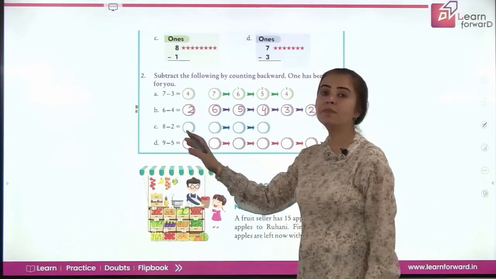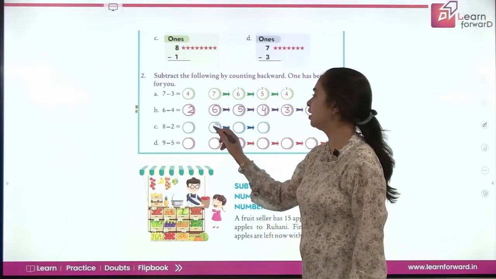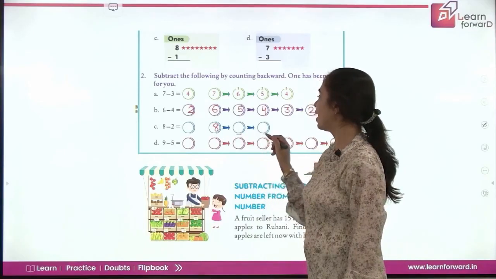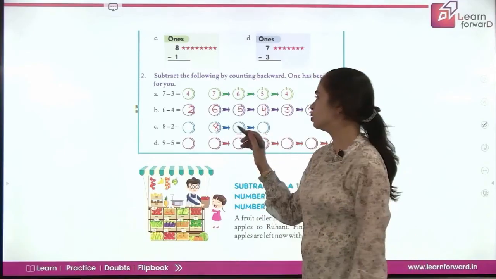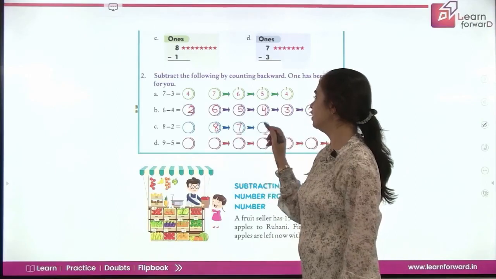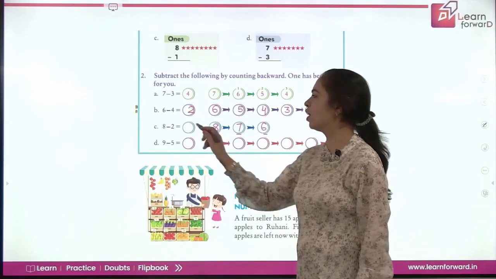Next, 8 minus 2. So you'll be starting from 8, going backward only 2 steps. So how do you go? 7, 6. So what is your answer?